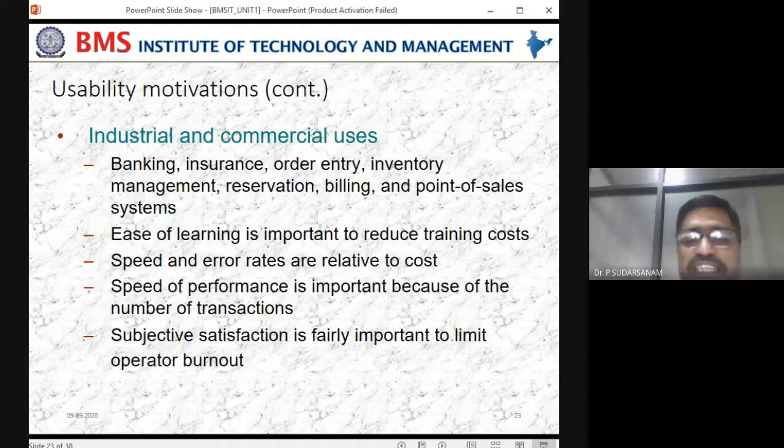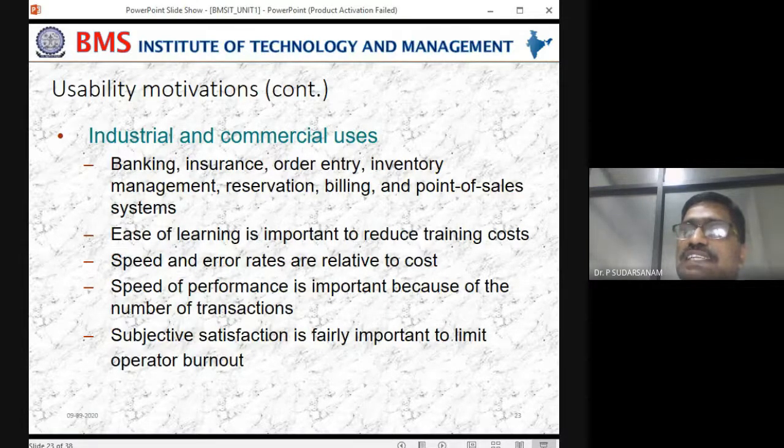Subjective satisfaction is fairly important to limit operator burnout. In this case, subjective satisfaction is important. For example, if you are attending this class, the subjective aspect is important. You need to understand what the user motivations are, and in which way you have to address them.